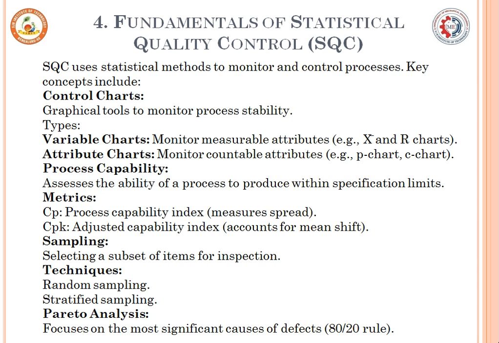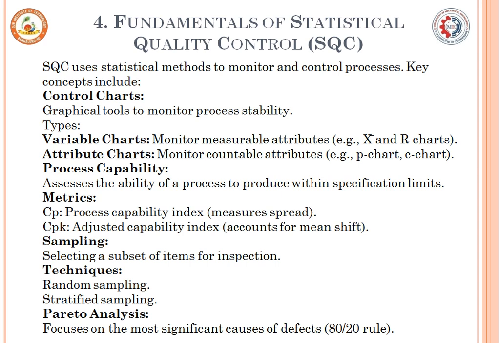What are the fundamentals of SQC? So in the SQC, what we have is control charts. The control chart is a graphical tool to monitor process capability. So here graphical tools will be having variable charts and attribute charts. The variable charts are going to measure attributes. It may be X and R charts. If it is an attribute chart, it is going to count defectives with respect to P chart and C charts.